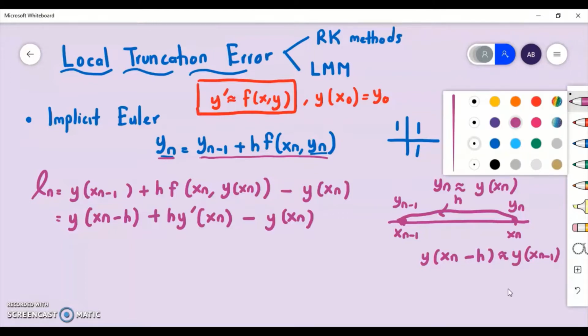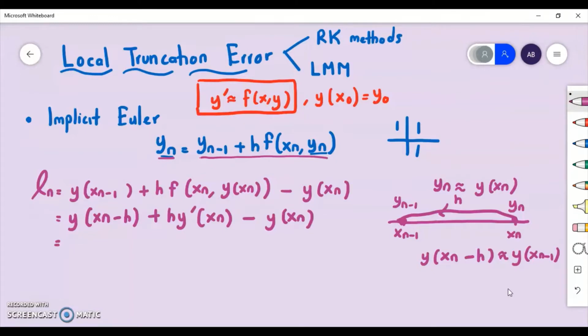Now we want to extend this in terms of a Taylor series. So we have y of xn minus h y prime xn plus h squared over 2 factorial y double prime at xn. Maybe I can explain that later on, so just focus on this.